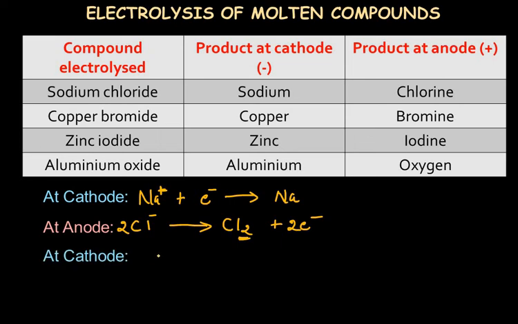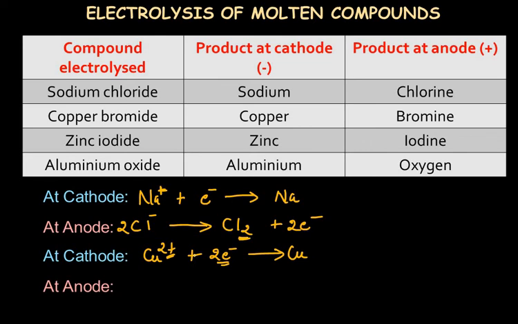Next, let's write the same things at cathode half equations for copper bromide. Now at cathode obviously the metal copper will be formed. So copper ions are discharged at cathode. They are going to gain two electrons to form the copper metal. Two electrons needed because it has a 2+ charge. So two electrons being gained by the copper ion to form copper metal.